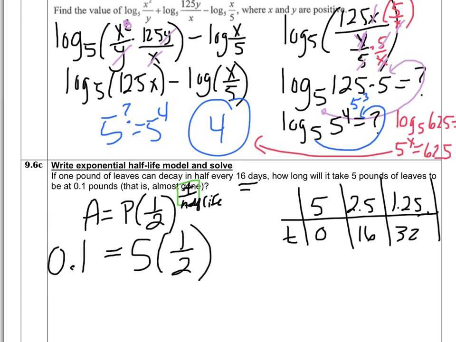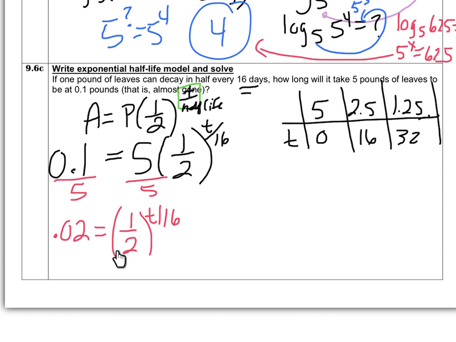So they want to know the time period or how many half-lives. So what I do in the exponent is I don't know the time, but I know it cuts in half every 16 days. So now what I need to do is solve this equation. This thing right here is one big exponent and one big power, so I have to get rid of the 5 first. To do that, just divide both sides by 5. And then you will get this equation right here.